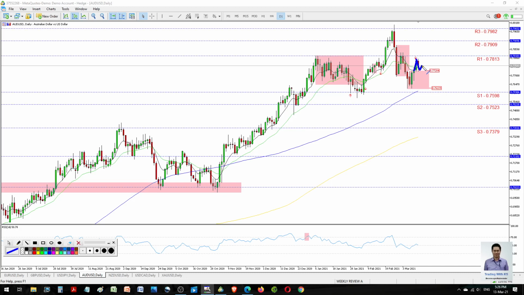If on Monday we see the price go up, then this is a retest. Most likely it will come and test 0.7813. If we're able to break 7813, we'll be looking at 0.7909.